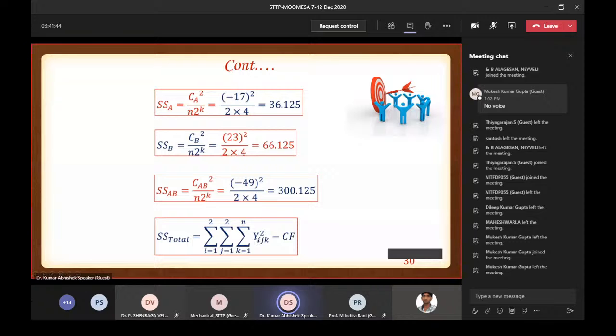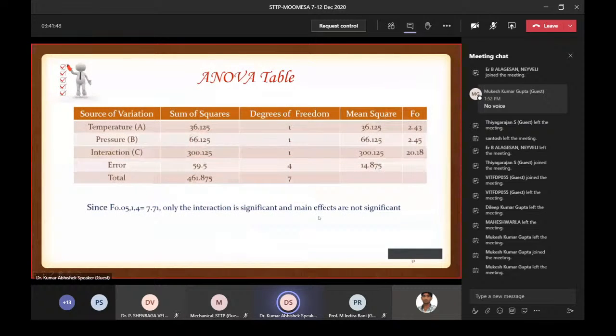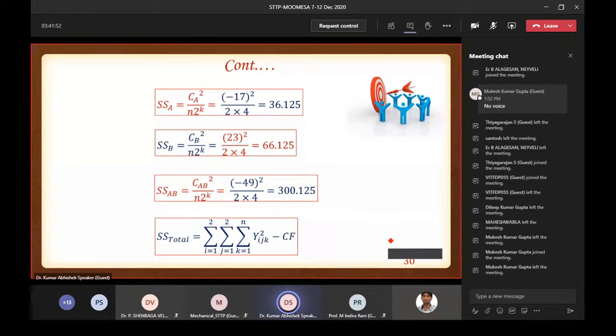Here I have written that this is the summation. If you look in the table, it is the 40 square plus 37 square, for all till the last one, and this CF is the total summation, that is, if you look here, the total sum is 363 square and the total number of observations is 8. So this is the CF value it will give.